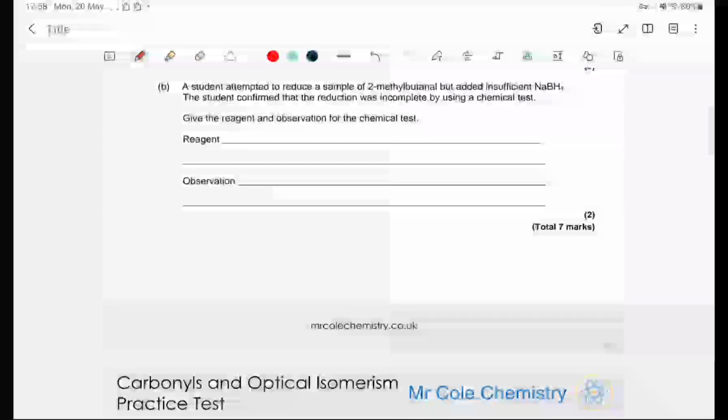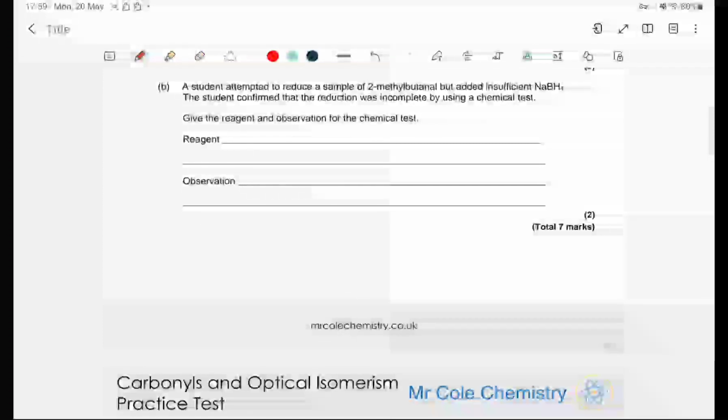Okay, moving on to question B. This is a pretty standard testing question. So a student attempted to reduce a sample but had insufficient NaBH4. The student confirmed the reaction was incomplete by using a chemical test. So we have to understand what it is that we are turning our 2-methyl-butanal into, and of course what we're not successfully turning into, because that's kind of the whole point.